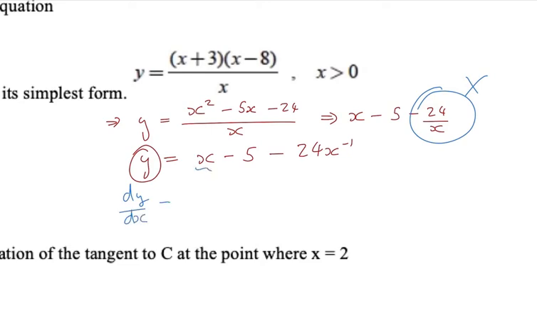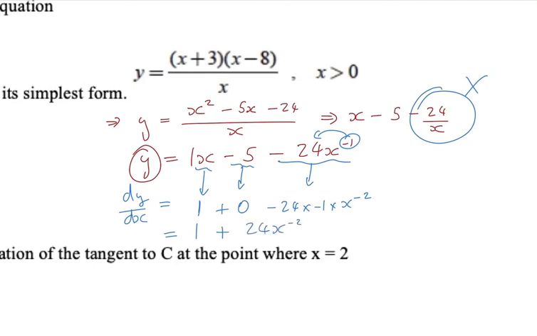So dy by dx equals, well, x is just 1x, remember? So when we differentiate this, it becomes 1. Any constant, when we differentiate it, just becomes 0. And minus 24x to the power of minus 1: remember, this minus 1 comes out the front, so we times it by minus 1, and then x, and we decrease the power by 1, so this becomes minus 2. And so I'm left with 1 plus 24x to the minus 2, and I can rewrite this one more time as 24 over x squared. Okay, and I'm done. That's my differential.